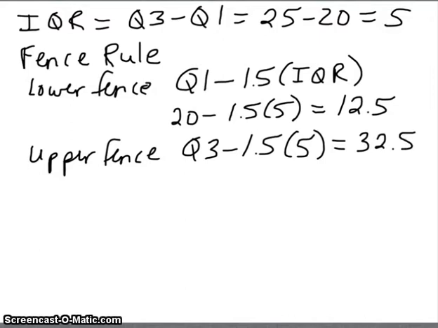So since we don't have any values as high as 32.5, obviously 28 is not too high. It's within the upper fence. But 12 is a little bit lower than the lower fence. So that means 12 is an outlier.